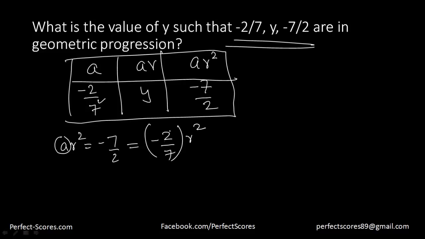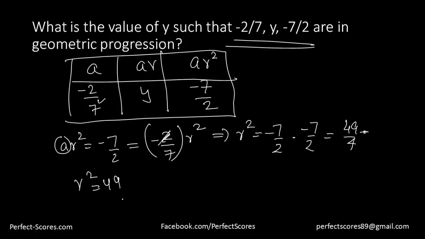So that means from here I can clearly say that r square is equal to negative 7 by 2 into negative 7 by 2, that is equal to 49 by 4. If r square is equal to 49 by 4, that means r can be equal to positive 7 by 2 or r can be equal to negative 7 by 2.